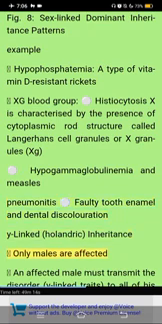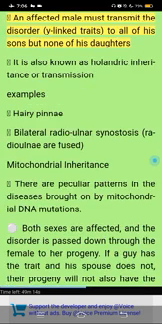Y-linked holandric inheritance. Only males are affected. An affected male must transmit the Y-linked traits to all of his sons but none of his daughters. It is also known as holandric inheritance or transmission. Examples: hairy pinnae, bilateral radioulnar synostosis, radius and ulna fused.